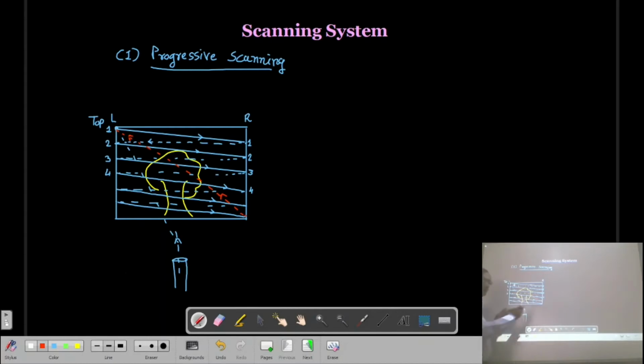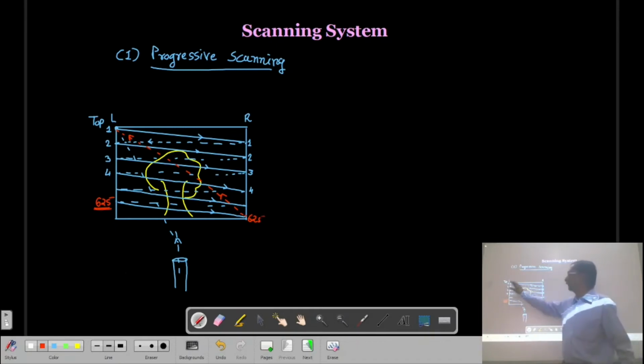Now here, whatever the one complete frame is there, in this one complete frame there are a total of 625 lines. And the last line number is 625. The whole picture is going to be divided into 625 lines. And then it is coming back for the next line.